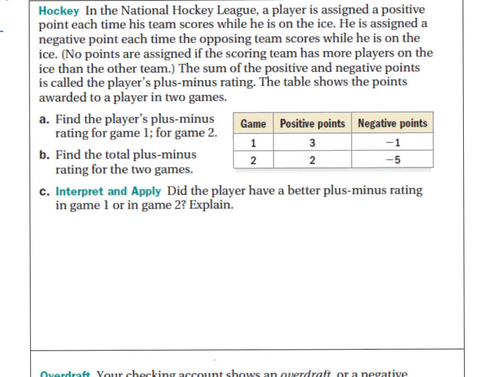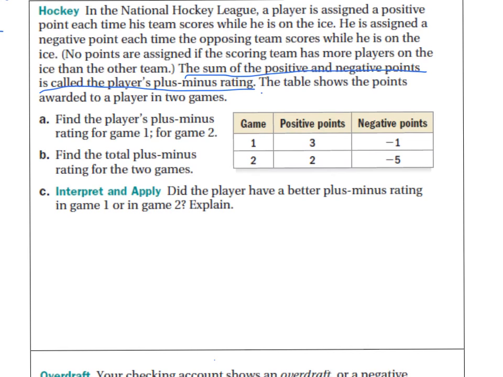Hockey. In the National Hockey League, a player is assigned a positive point each time his team scores while he is on the ice. He is assigned a negative point each time the opposing team scores while he is on the ice. No points are assigned if the scoring team has more players on the ice than the other team. The sum of the positive and negative points is called a player's plus-minus rating. So we have a very important sentence here.